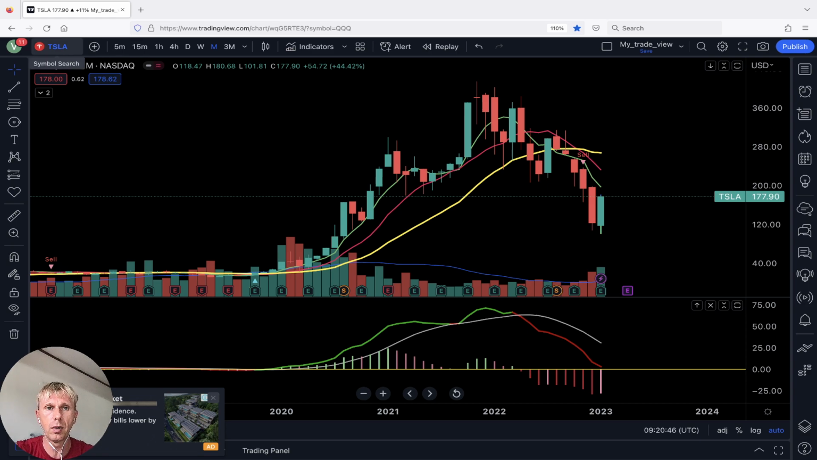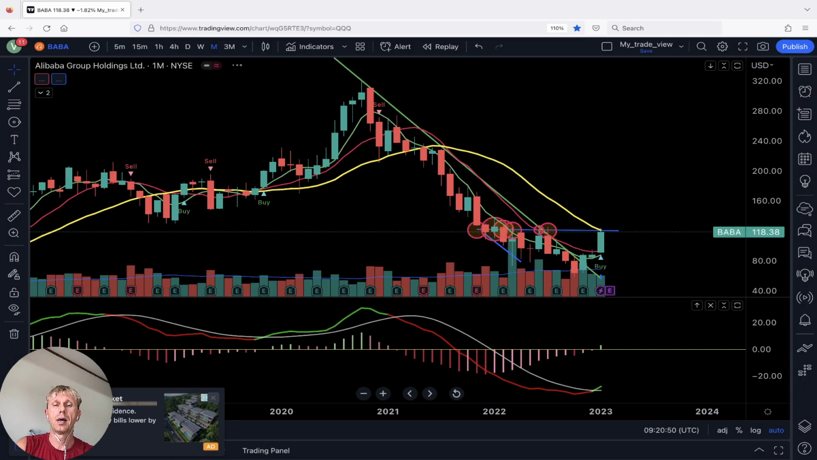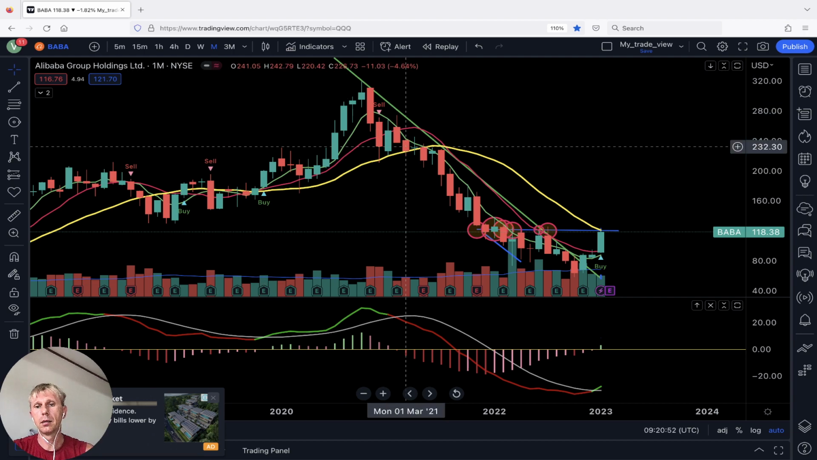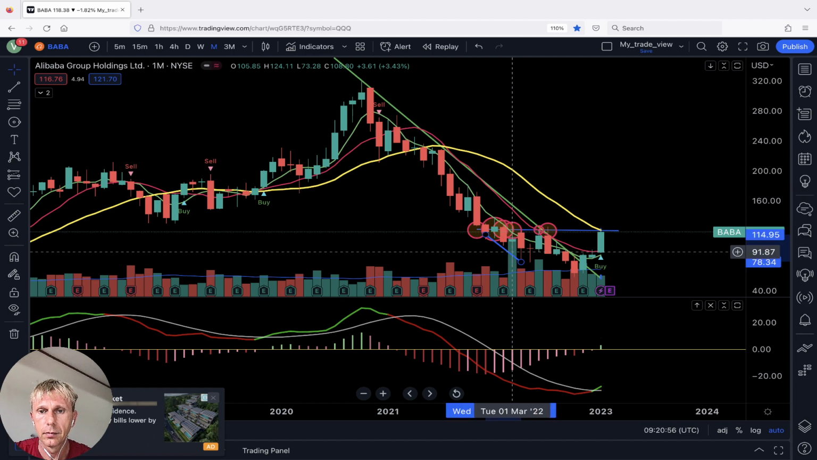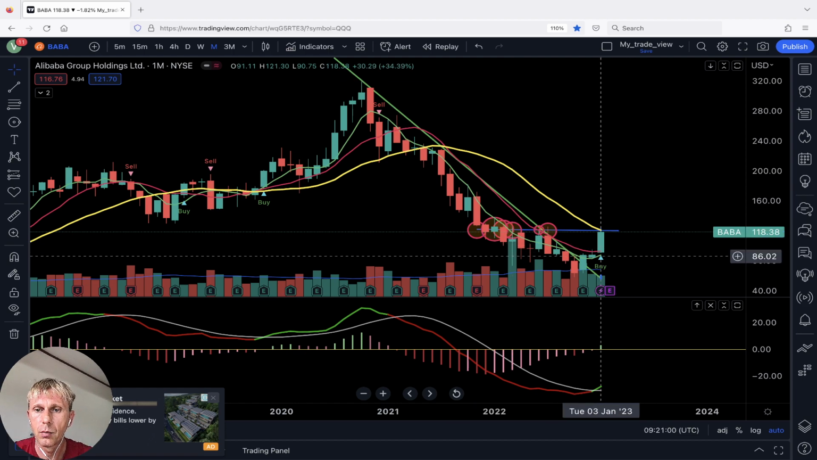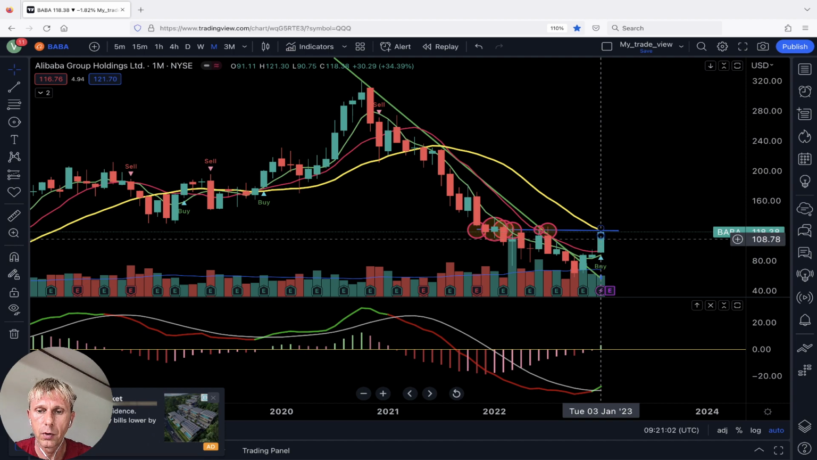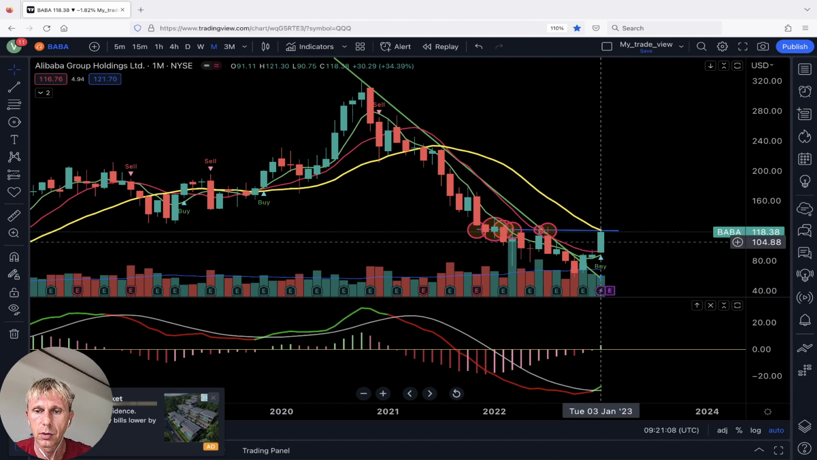Let's move to BABA. BABA monthly. Buy signal, buy mode on monthly. It's a huge month, huge move. MACD bullish signal, MA5 ready for bullish crossover.